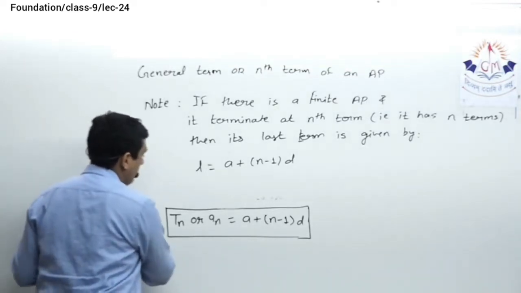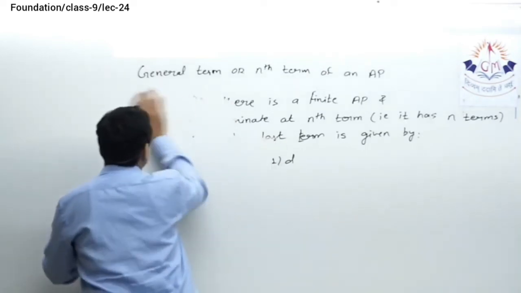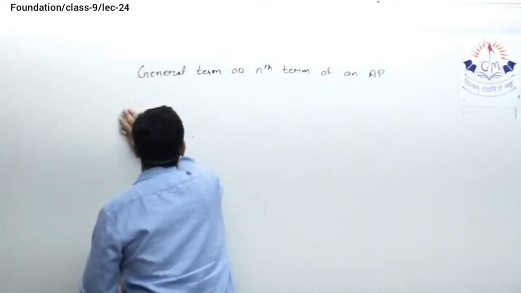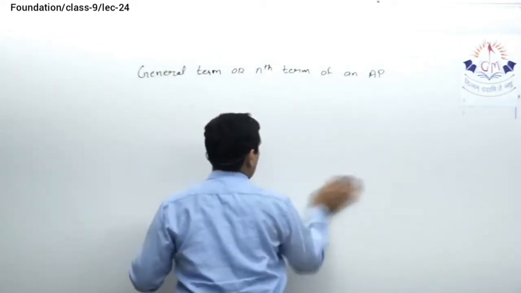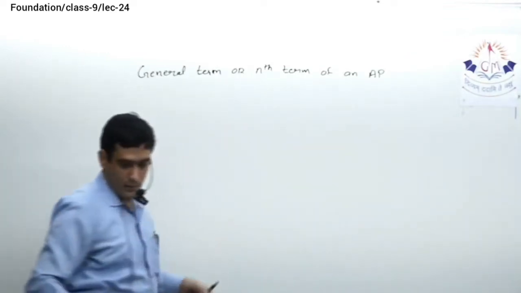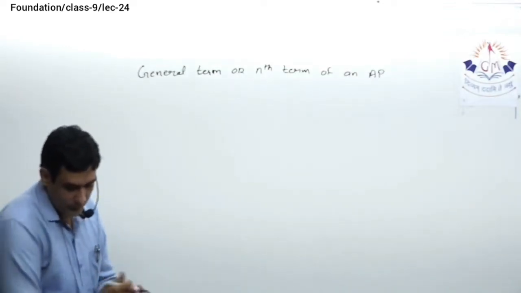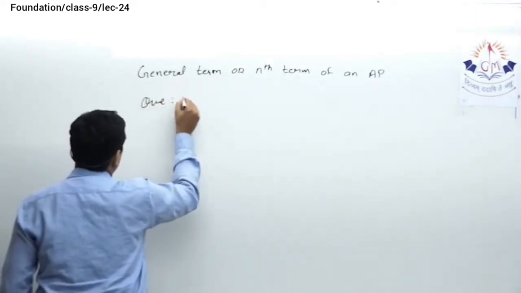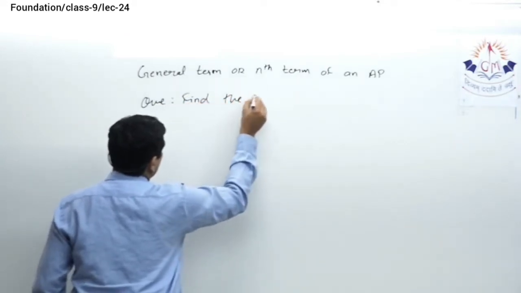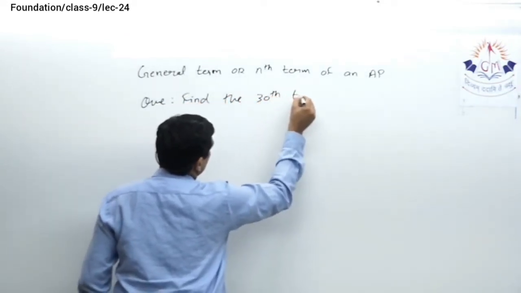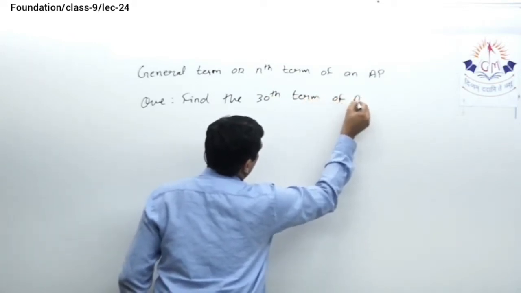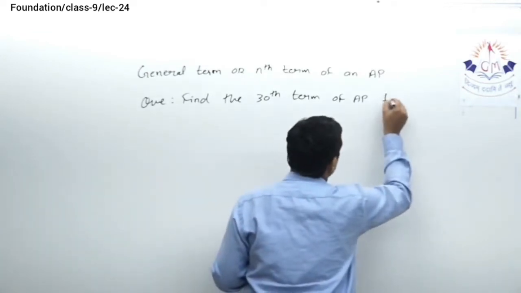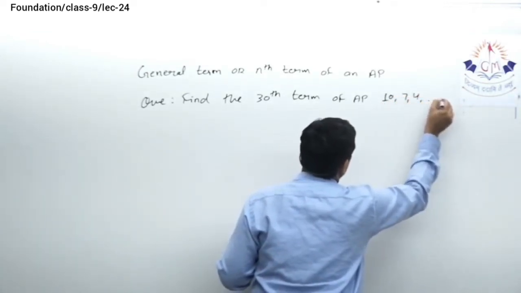Okay, now let us start some questions based on this. The very first question is: find the 30th term of the AP 10, 7, 4, and so on.